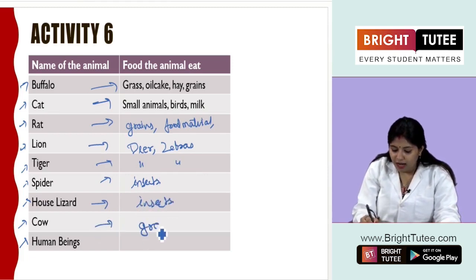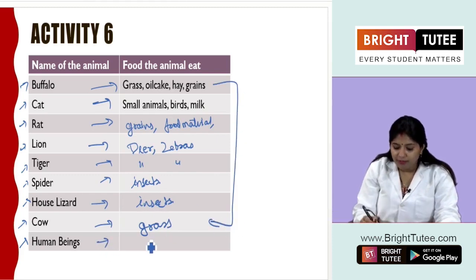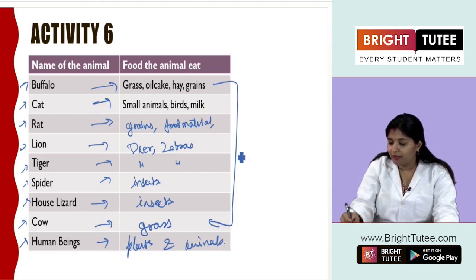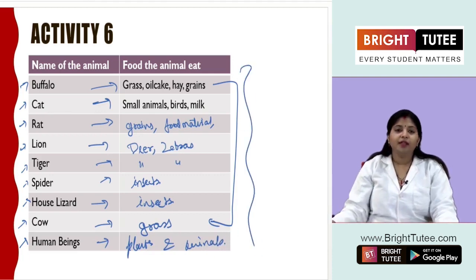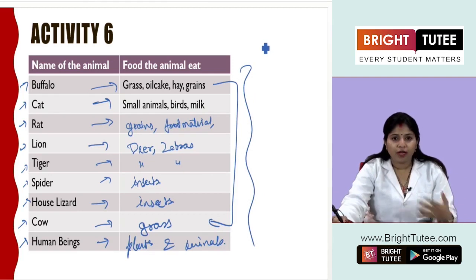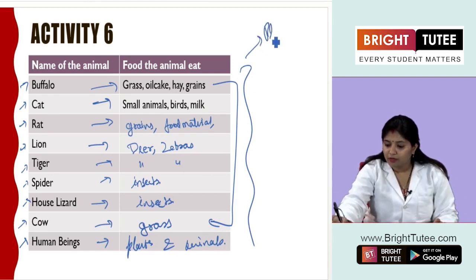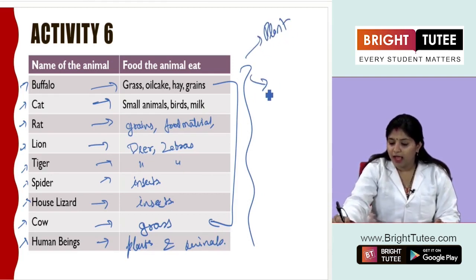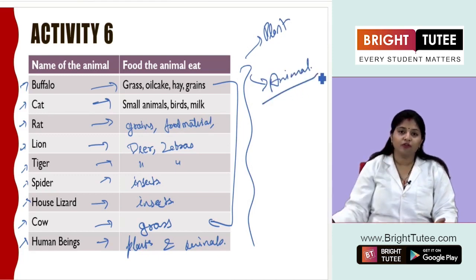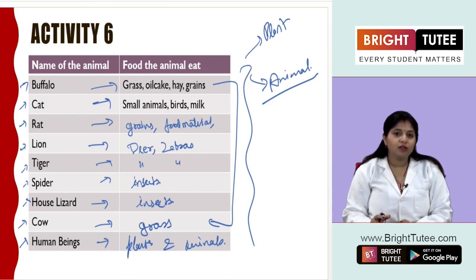Cow feeds on grass and similar things which the buffalo is eating. Human beings eat a variety of things from the plant products to the animal products, right? So we see how different organisms are eating different kinds of food. One is your plant origin and the other is the animal origin, right? So we see how these animals are eating different kinds of food. So this is one of the activities which you can perform.